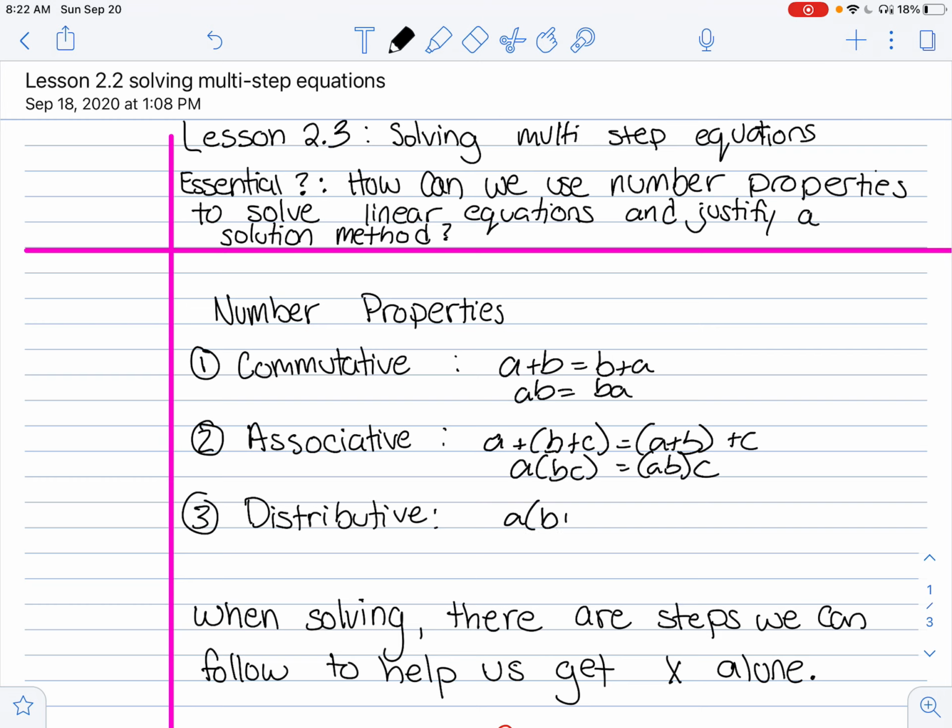And then our last one is distributive property. If we have a number on the outside of a parenthesis, that number is being multiplied into the first term and second term of that parenthesis, and we either add or subtract those numbers.